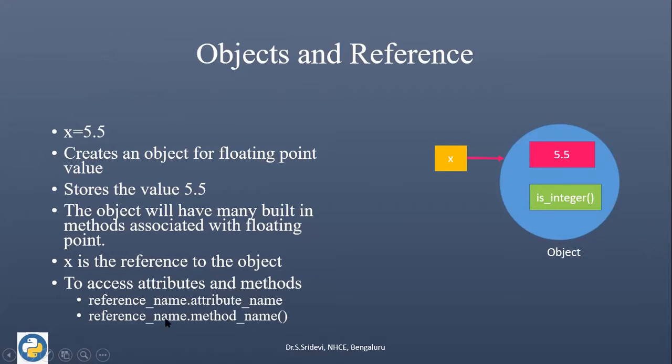The syntax to access the attributes and methods with the help of the reference is: first write the reference name, then the dot operator, which is called the membership operator, followed by the attribute name. If it is a method, write the reference name, dot, method name, and since it is a method, we should use open and close parentheses.